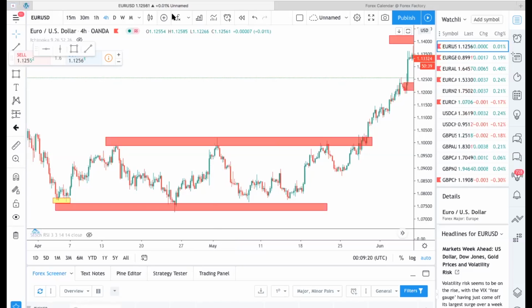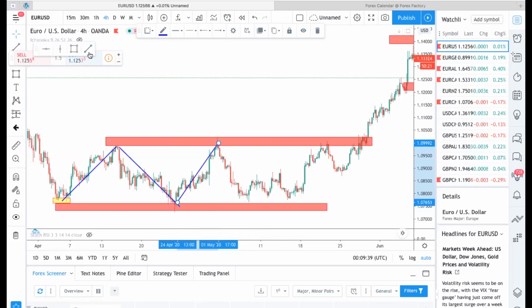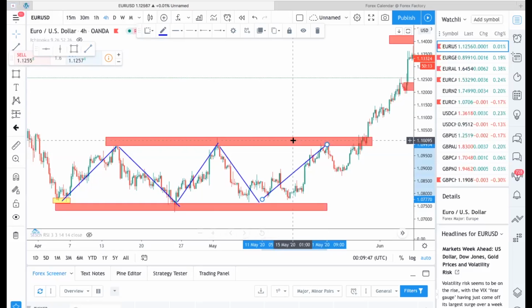As I can see here, I've drawn up my support and my resistance. So price is moving in a channel. It's consolidating. It's been doing that a lot this last week. When that happens, normally we'll have a big breakout. So price has been doing this, moving in that channel.